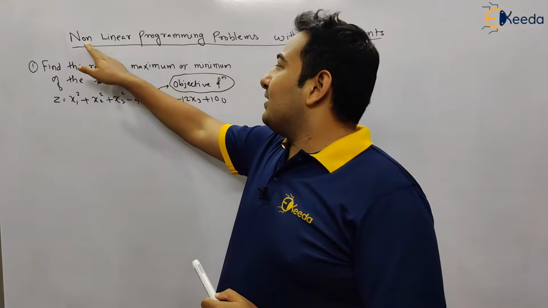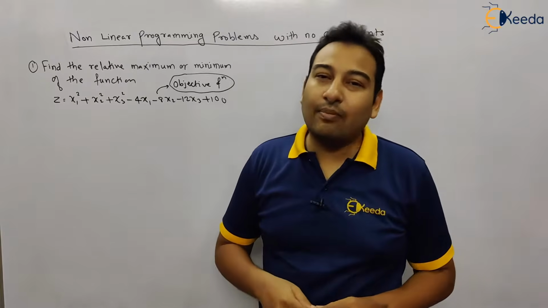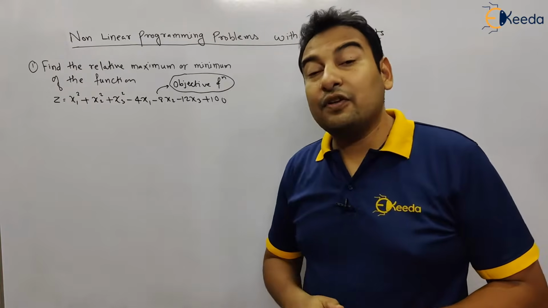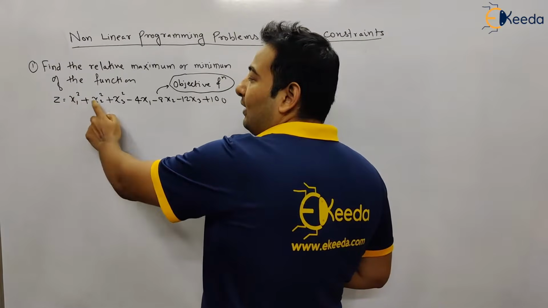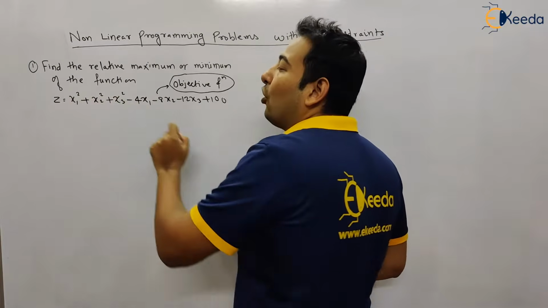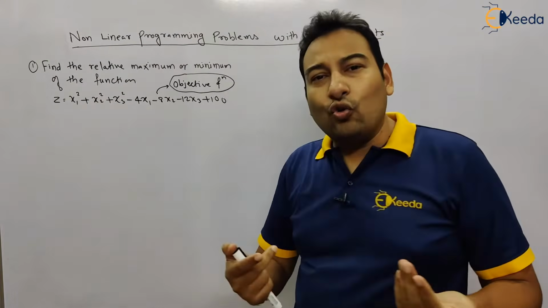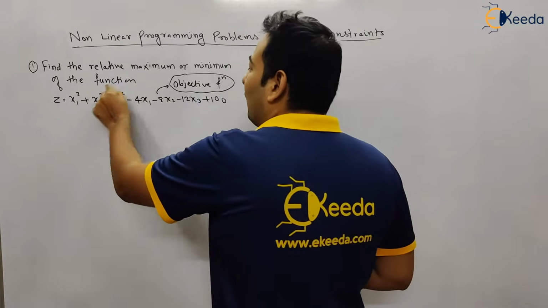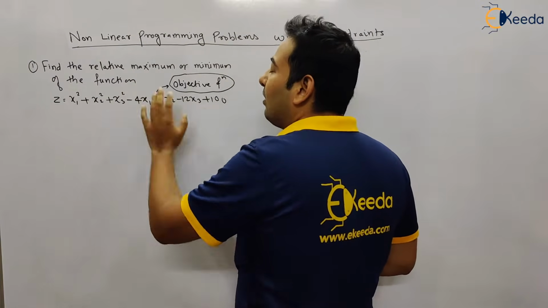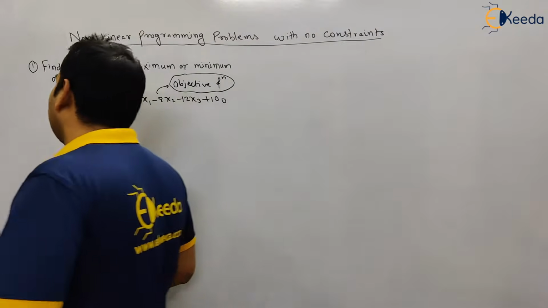And as the name suggests, non-linear programming problems. There is one more chapter, linear programming problems. So what is the difference between linear and non-linear? See the terms. See this. Square, this indicates non-linear. So this square or cube indicates non-linear programming problems, and our aim is to find the relative maxima or minima of this particular function, and there are no constraints given. So let us start with the solution.